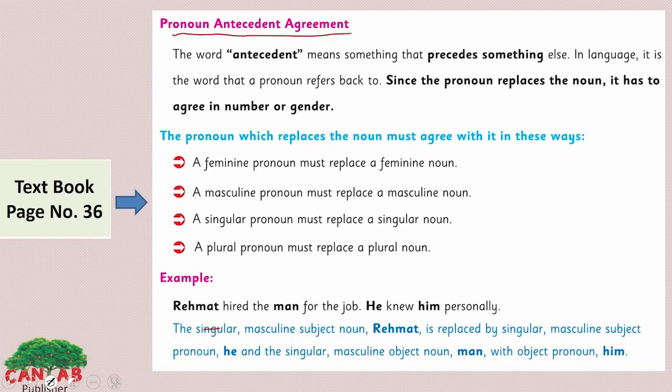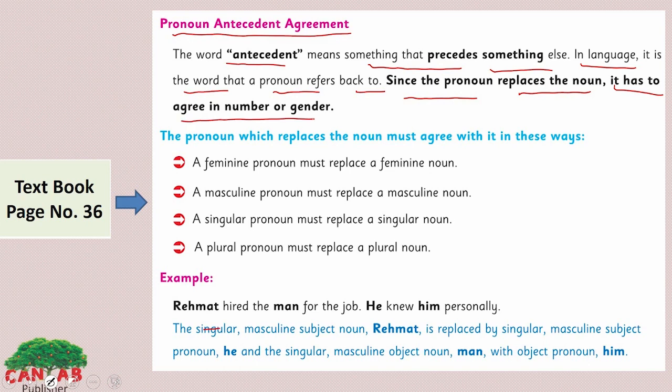The pronoun-antecedent agreement. The word antecedent means something that precedes something else. In language, it is the word that a pronoun refers back to. Since the pronoun replaces the noun, it has to agree in number or gender. In number, like 1, 2, 3, many, some, few, and the gender is, we have a very good idea of gender. Gender refers to whether the person or animal is a masculine noun or a feminine noun.